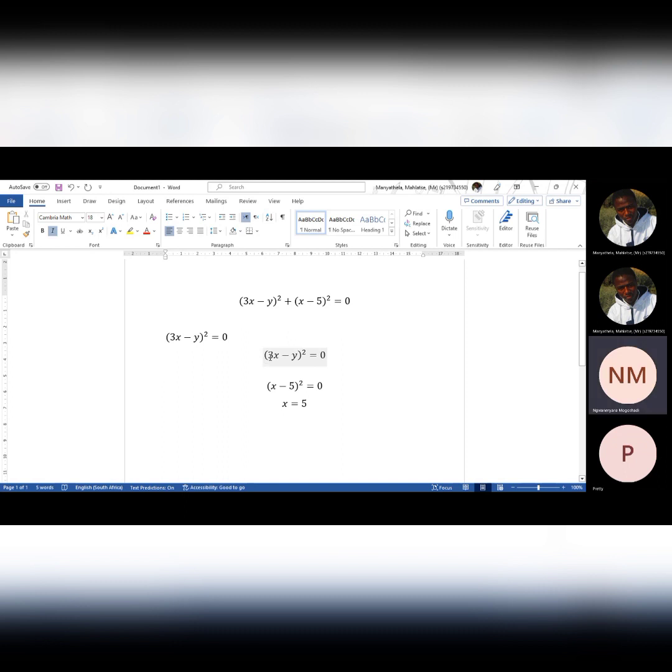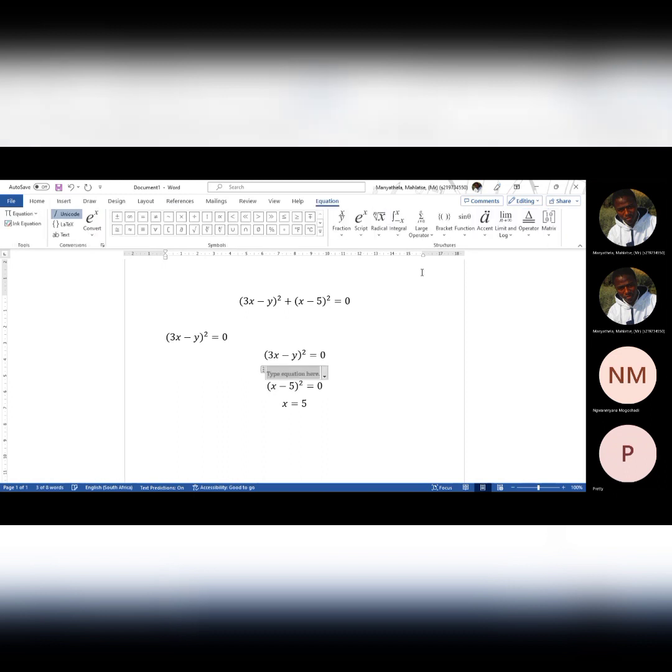So normally (3x minus y) squared equals 0. So we take the square root on both sides, which leaves us with 3x minus y equal to 0. The brackets are necessary.